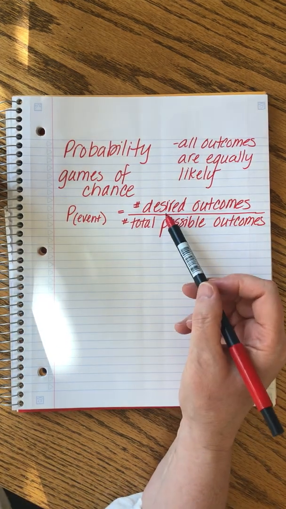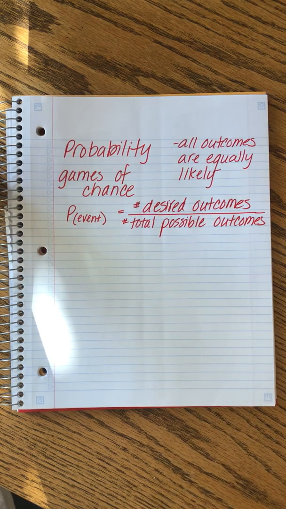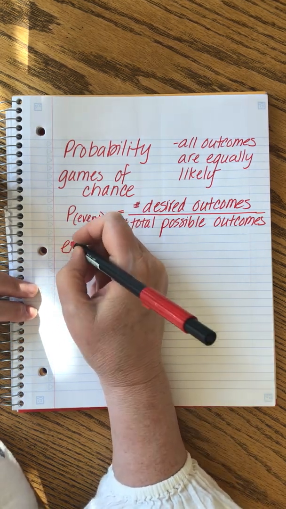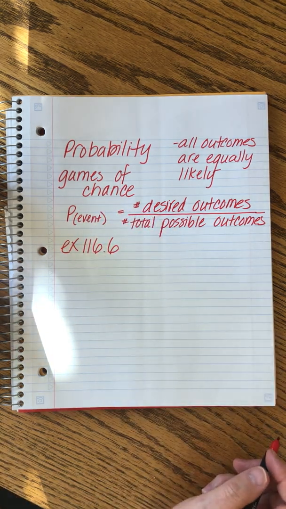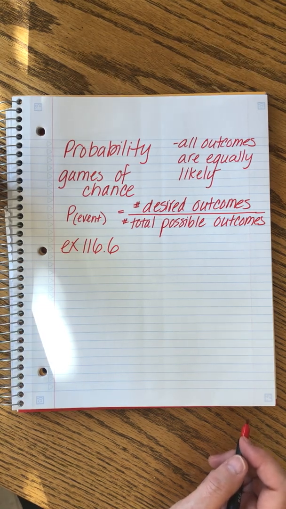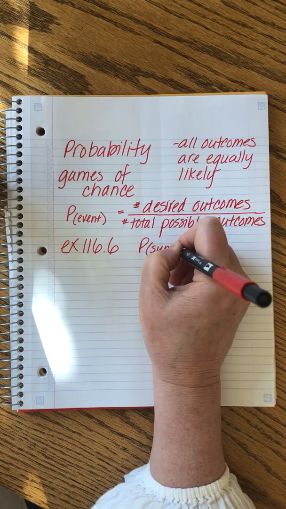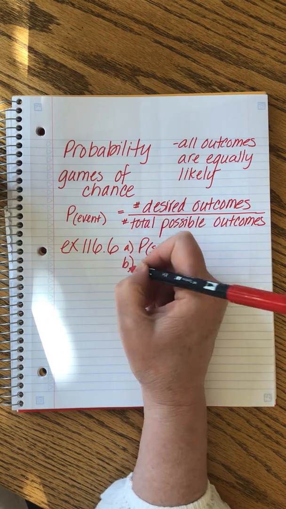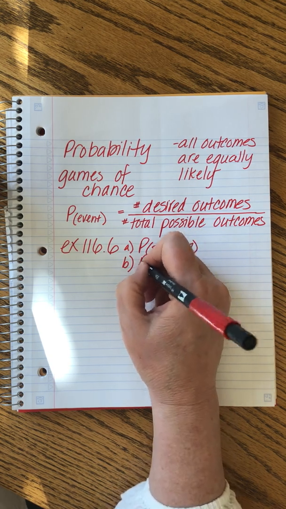It's a fraction, the number of desired outcomes over the number of total possible outcomes. Let's try a problem and it'll make a lot more sense. And we're at example 116.6. Okay, 2 dice are rolled. What is the probability of getting a sum of 7? So we're trying to find that. That's part A. And part B is we're trying to get a sum greater than 8.